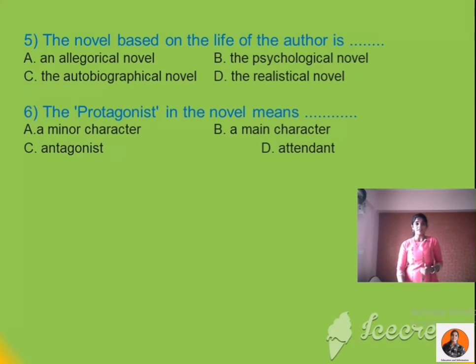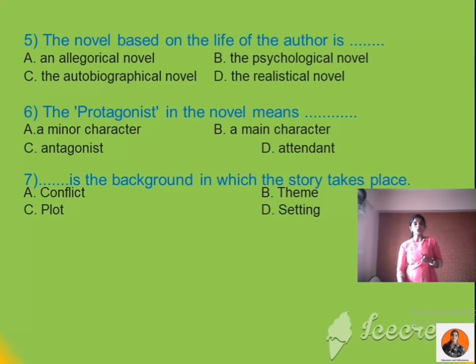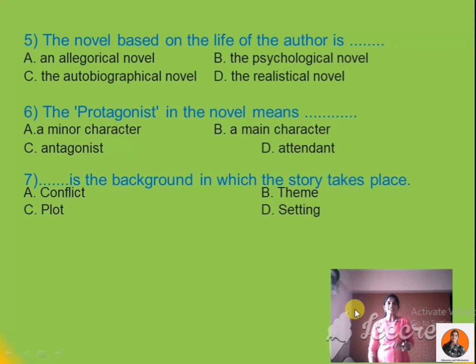That will be better. Sixth one: the protagonist in the novel means a minor character, a main character, an attendant or an antagonist? What does it mean? I also explained it. Just go through it. The seventh one: the blank is the background in which the story takes place: conflict, theme, plot, or setting. Again, go through it, find out the answer and let me know in the comment box.